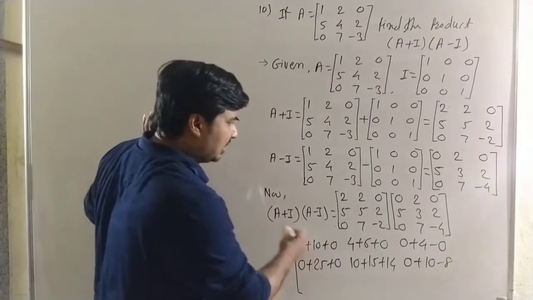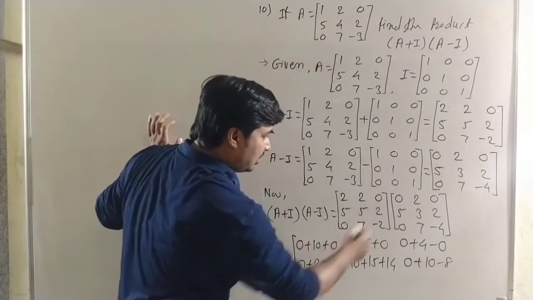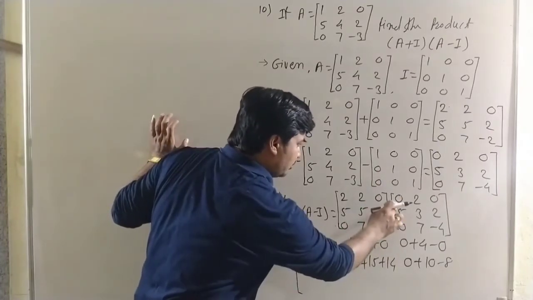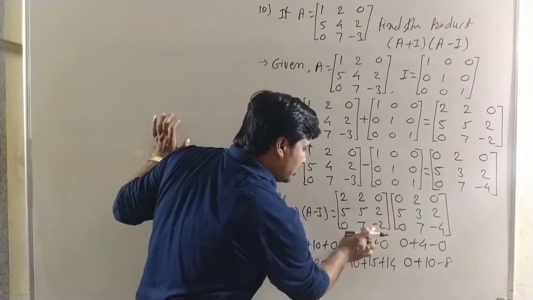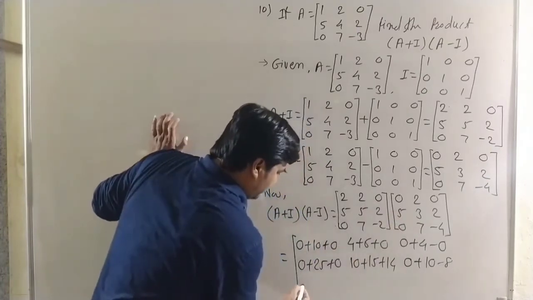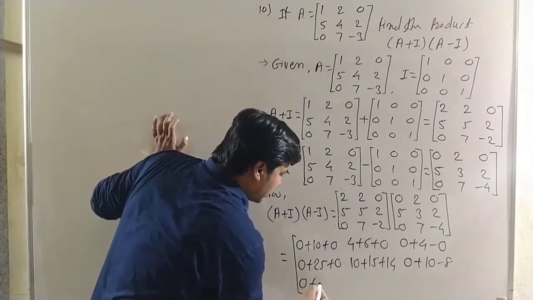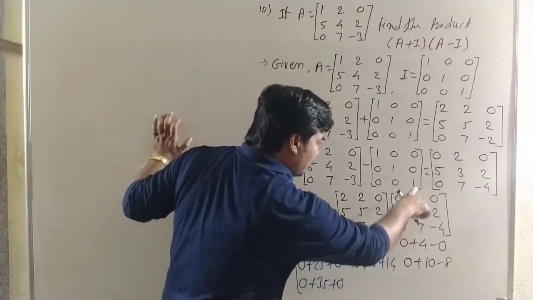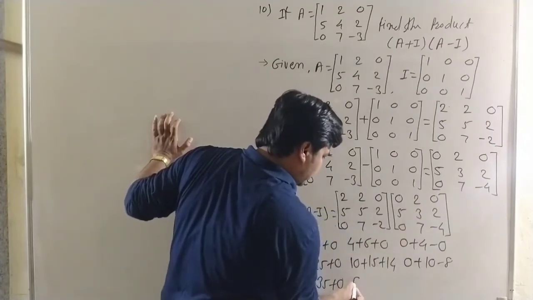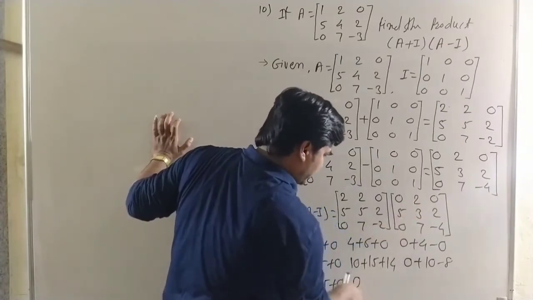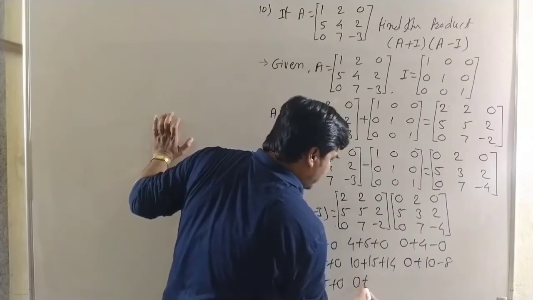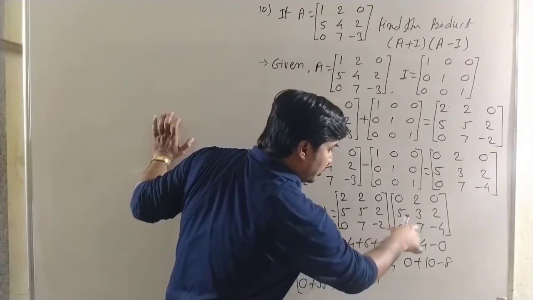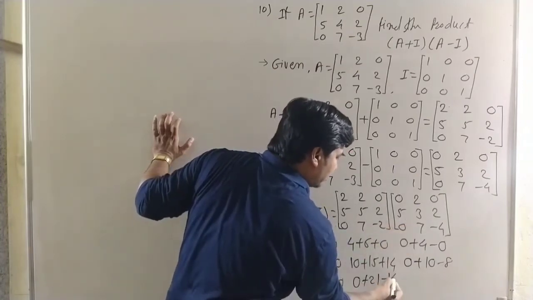Now last, third row: first column, second column, and third column. Third row, first column: 0 into 0 is 0, 7 into 5 is 35, and minus 2 into 0 is 0. Therefore 0 plus 35 plus 0. Then third row, second column: 0 into 2 is 0, 7 into 3 is 21, and minus 2 into 7 is minus 14.